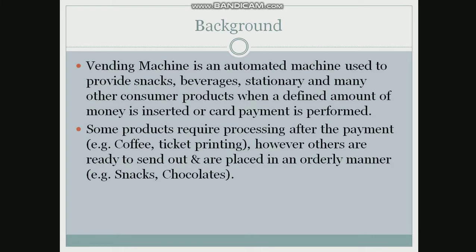As you might know, vending machines are automated machines used to provide products such as snacks, beverages, and stationery after a predefined amount of payment is performed. There are mainly two types of vending machines. Firstly, processing-after-payment types, which are used for coffee making, and the other ones are ready-to-dispense types, which we will be discussing throughout this video.